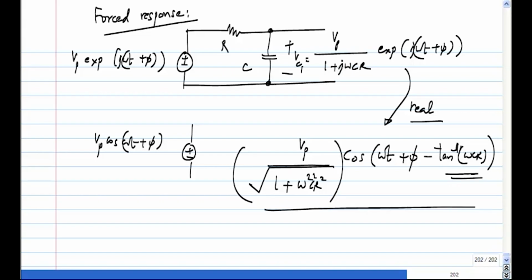Most important thing you notice here is that if you apply a sinusoid to a linear system, the forced response will be a sinusoid of exactly the same frequency. You cannot generate any new frequencies from a linear system. You applied cos omega t, you are only going to get cos omega t. Its amplitude is changed, its phase is changed. That's all. But this is a very, very important aspect of linear systems that will be useful for everything, both for analysis and measurement and testing.